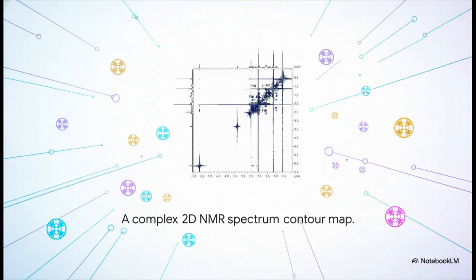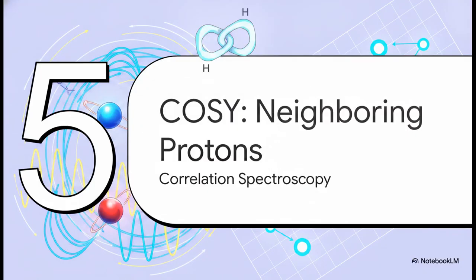Now, when you view a real, complex 2D contour map, I'll admit, at first glance, it kind of looks like an abstract painting. But look closely at the grid lines tracing from that central diagonal highway out into the scattered peaks. Every single one of those symmetrical dots off the diagonal is a confirmed interaction between atoms. They form this beautiful, intricate, and totally reliable web of molecular data, and it entirely bypasses that nightmare overlap of a 1D scan.